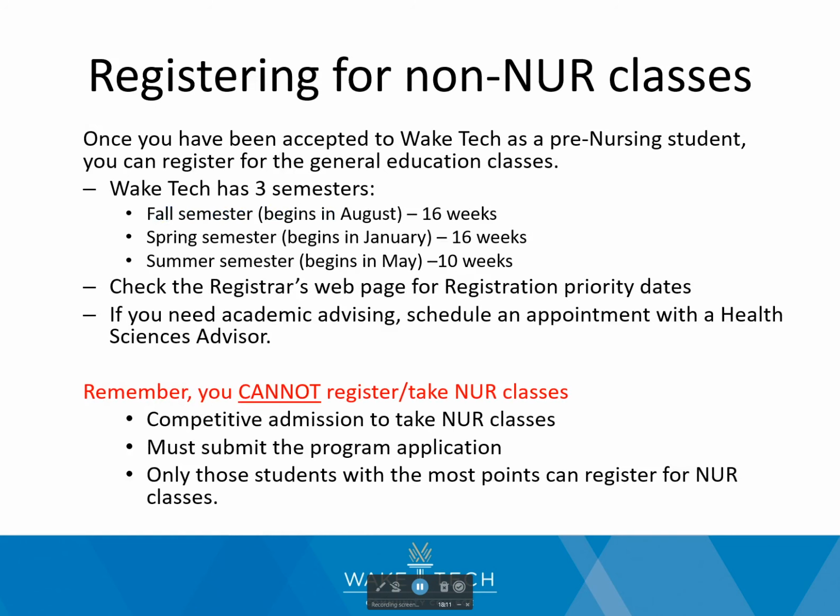Wake Tech does have 3 semesters. We have a fall semester, which is August through December. We have a spring semester, which is January through May, and then our summer is May through July. Registration kind of runs all the time, so you want to check the registrar's webpage for what we call a priority date, so you know when it's time to register. And then, like I said, make an appointment with a health sciences advisor. You can make one virtually. We are available 8 to 5 Monday through Friday, or you're welcome to go on campus and then wait to see an advisor.